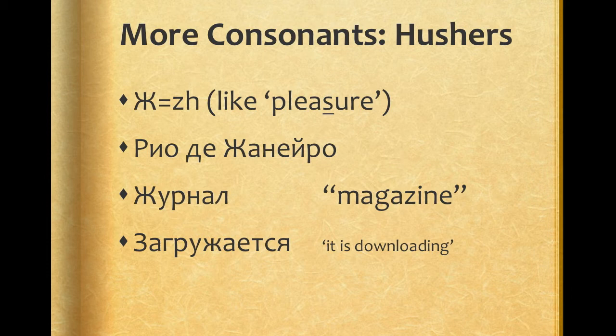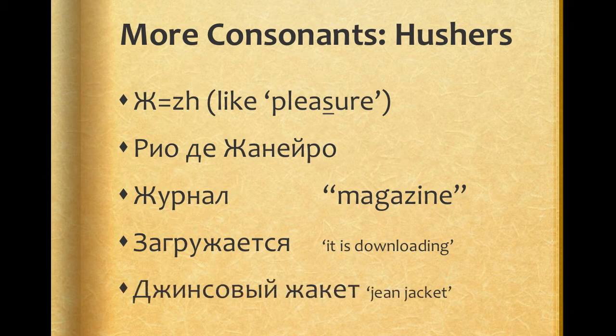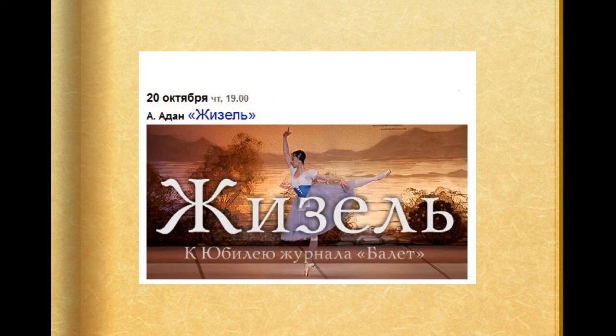Good. Here we go. This is some cognate words. Джинсовый жакет. Джинсовый jacket. Good. Okay. This is a famous ballet, as you can see. Ballet. And what's the name of this ballet?